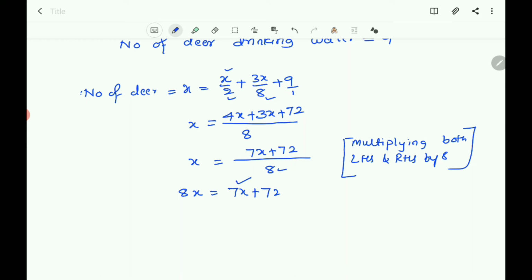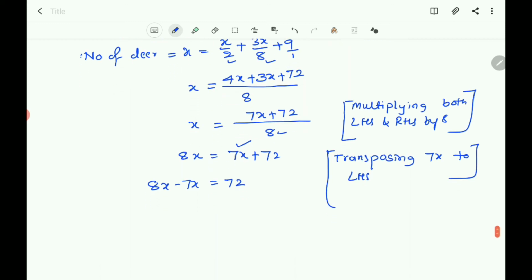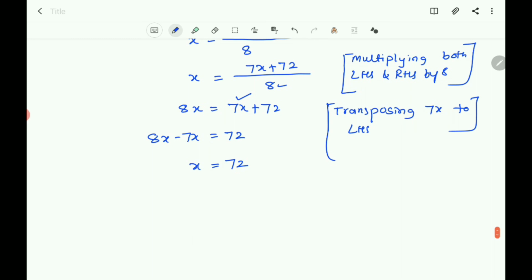Now you must transfer 7x to the LHS. Transposing 7x to the LHS, it becomes 8x minus 7x equals 72, that is 1x equals 72. So x equals 72. Therefore the number of deer is 72.